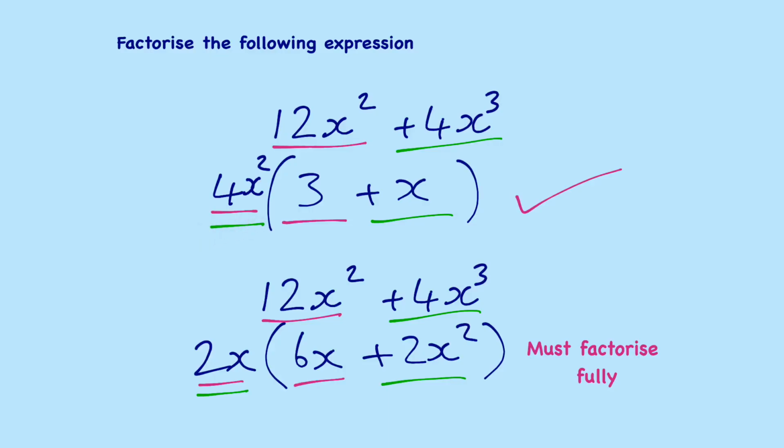In order to see if you factorised it fully, have a look at the terms inside the brackets. Are there any other numbers or x's that will divide into them? As you can see, there are. 2 could go into this, and x could also divide into both terms. Therefore, that is how we know it has not been factorised fully.